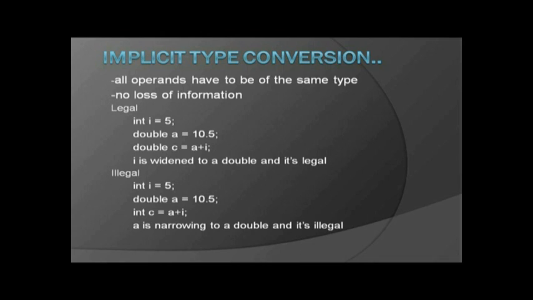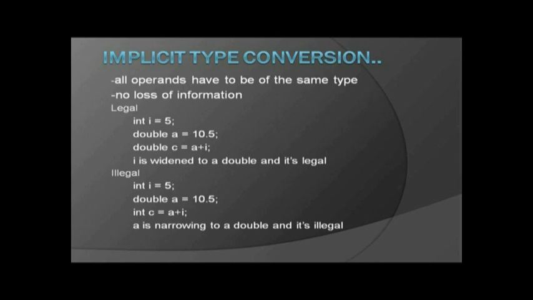Let's consider an example for implicit type conversion for legal. Declare an integer type variable called I and assign a value as 5. Then declare a double type variable called A and assign value as 10.5. Then declare another double type variable called C and assign a value as A plus I. Here I is widened to a double. It is legal.